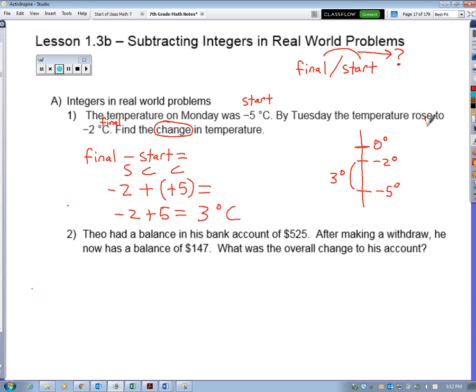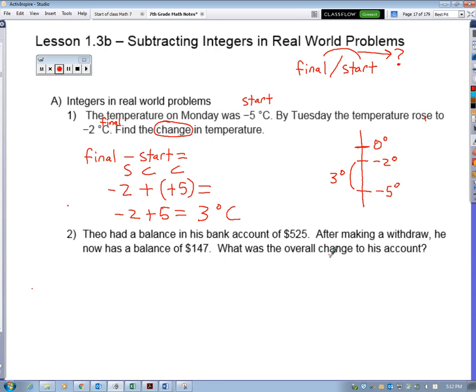Okay, let's take a look at problem number 2. Theo had a balance in his bank account of $525. Okay, we already know that this is a positive number. We don't have to decide if it's negative or positive because it's telling us he has a positive balance. After making a withdrawal, he now has a balance of $147. Okay, still positive. Alright, there's no negative here. He still has a balance of $147 as positive.